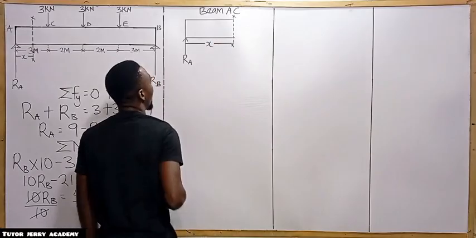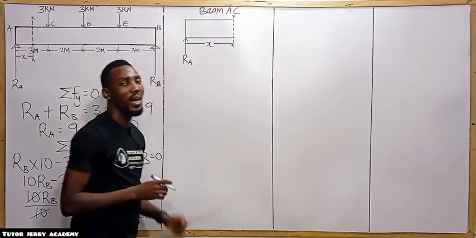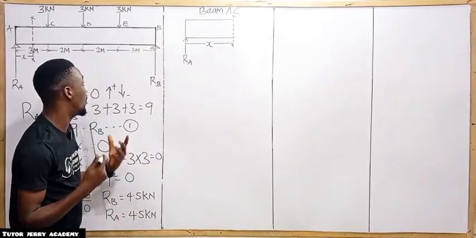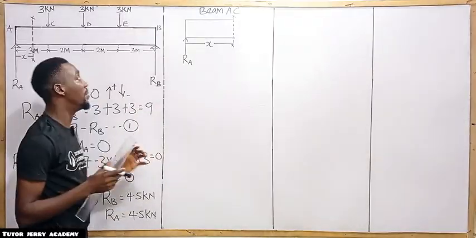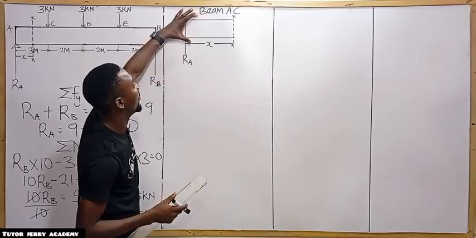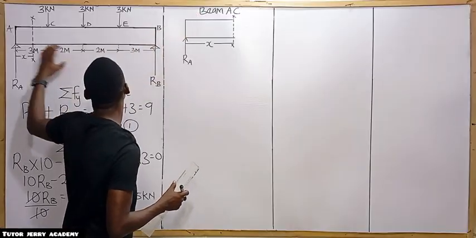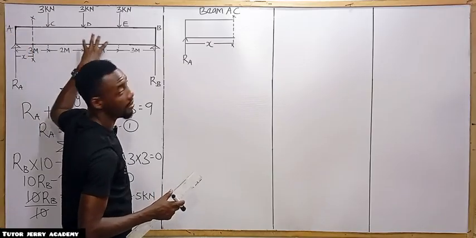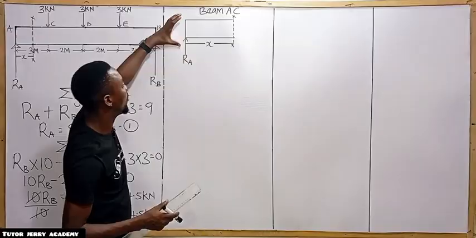Our beam looks like this when we section it. All right, now this is what you need to listen to. When you section a beam and cut out the part, this is the part that we section out from the point AC of the beam itself. You understand? So this is what it looks like.